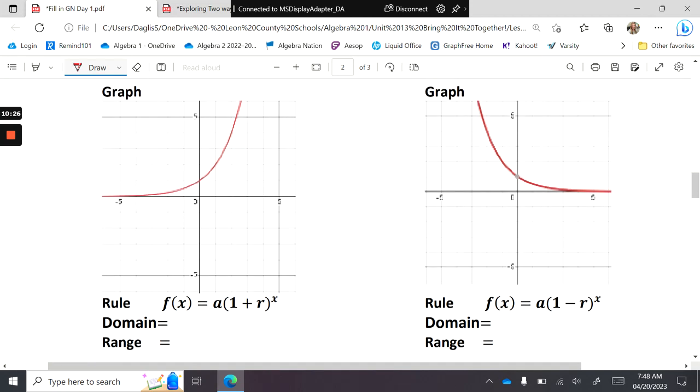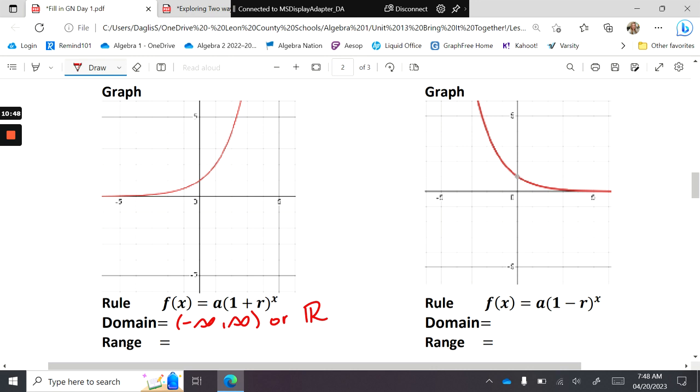In our parent function, we have a times 1 plus r to the power of x. What is our domain here? How far left and how far right do we go? Good. We go all the way left and we go all the way right. It's beautiful. Remember, we also use that r. Same thing. Okay. My range.